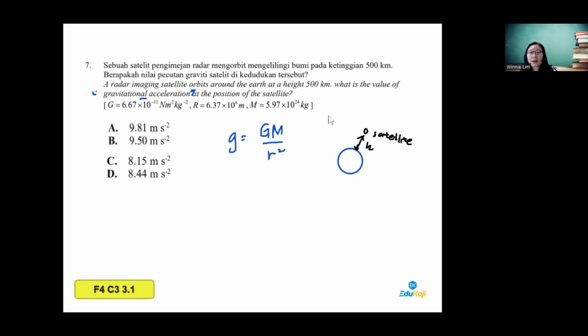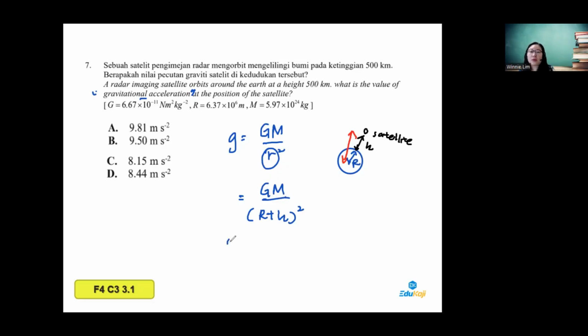But bear in mind, what is this r? This r refers to the distance from the center, from here to here. That means you also need to take into account the radius of Earth. So hence your equation will become GM over (R plus h) squared.